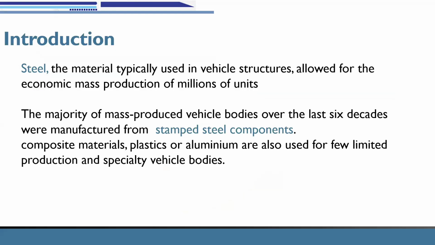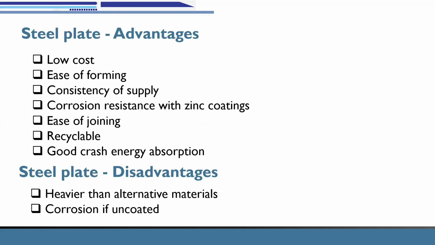Everyone knows that most of the automotive body is made up of steel material, and a few high cost cars use aluminum alloy material for the car body. So let me explain the major advantages of using steel panel.